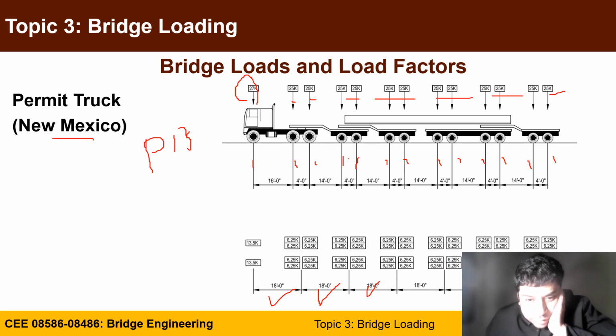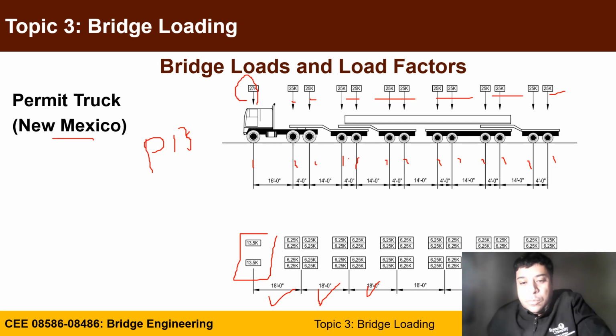For example, the 27 here, 13 and a half and 13 and a half, and every other axle you have 4 wheels, and each wheel will give you 6.5 kips, adding to 25 kips each.